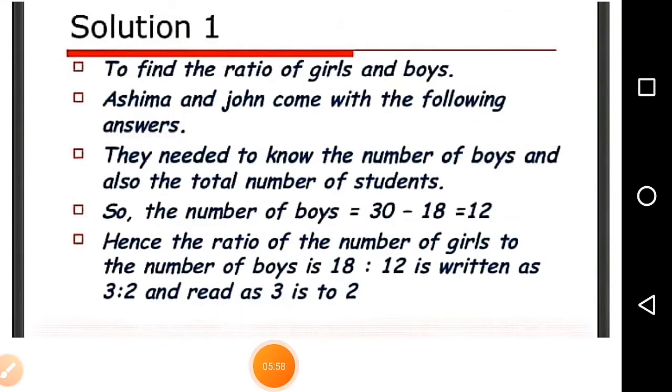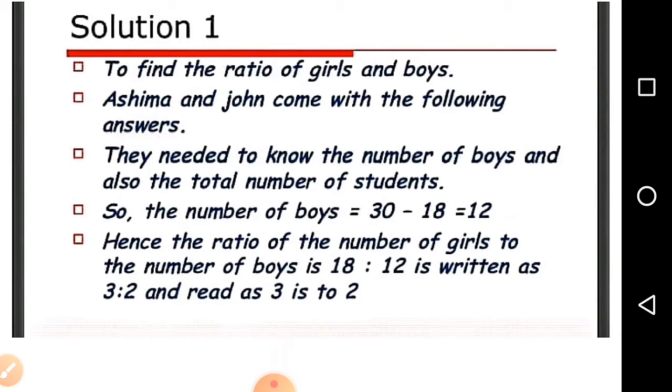So first solution is to find the ratio of girls and boys. Ashima and John come with the following answers. So these are the two friends. Okay, so let us suppose that they will find out the answers. So they come with this solution. They need to know the number of boys and also the total number of students. So two things they have to find out. Number of boys and total number of students. Number of girls तो question में already given है. That is already given. दिया हुआ है.